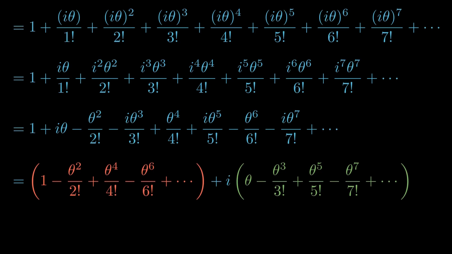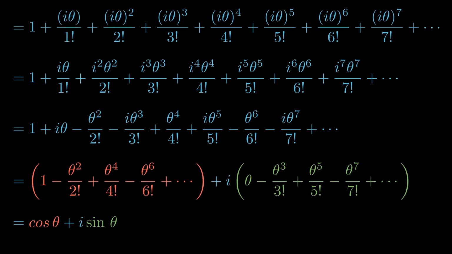If we look at the first series in the expression, you'll notice that 1 minus theta squared over 2 factorial plus theta to the 4th over 4 factorial minus theta to the 6th over 6 factorial, and so on, is the Taylor series for cosine of theta, so we can replace that part of the expression with cosine of theta. If we look at the second series in the expression, the one that is multiplied by the i term, you'll notice that theta minus theta cubed over 3 factorial plus theta to the 5th over 5 factorial minus theta to the 7th over 7 factorial is the Taylor series of sine of theta. So we can rewrite that part of the expression as sine of theta, and the second term becomes i sine of theta.